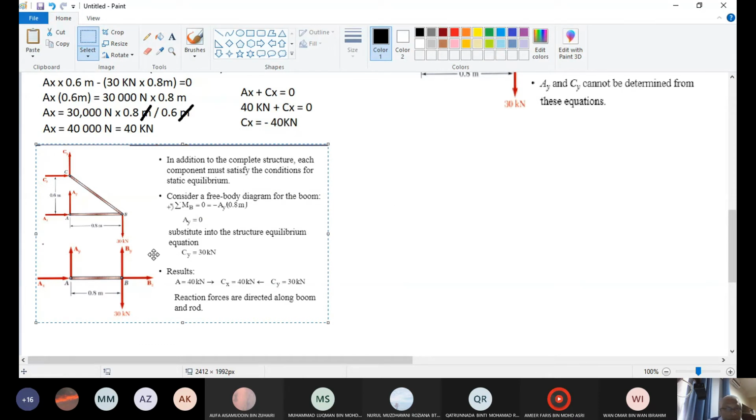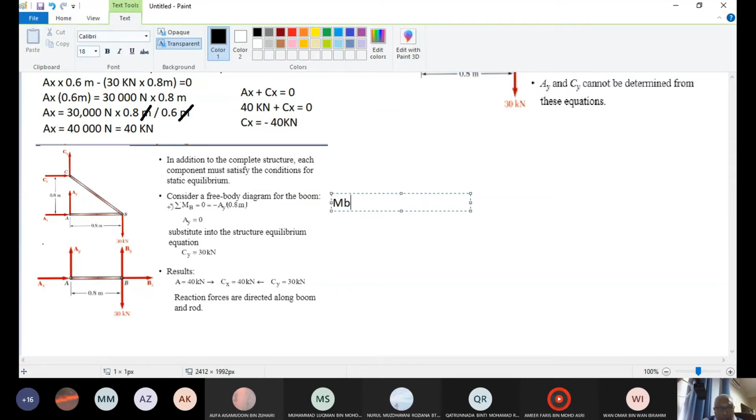So you need to consider now moment at B. Moment at B should be 0. Okay. That is for sure. Anything in equilibrium should be 0. So moment at B will be 0. You will say moment at point B equal 0.